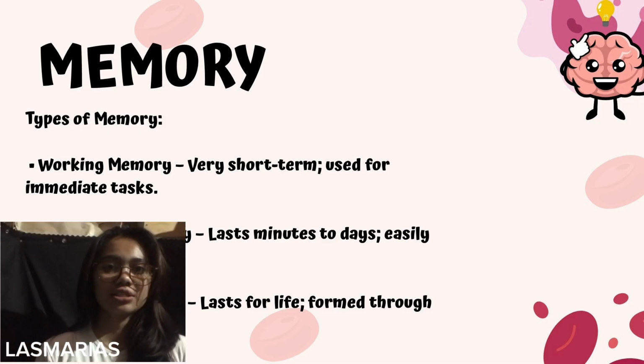First, let's talk about working memory. This is the shortest and most active type of memory. It's not just storage, it's where you actively hold and manipulate information needed for immediate tasks. Think of it as your brain's mental scratchpad or desktop. It's very limited in both capacity and duration.